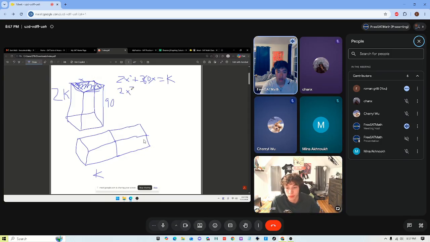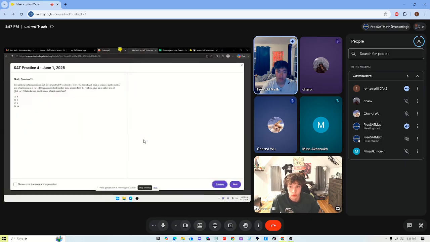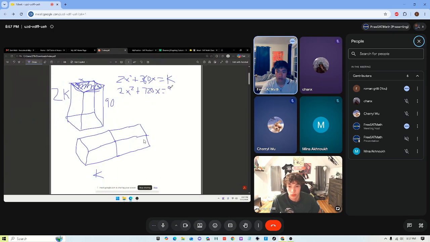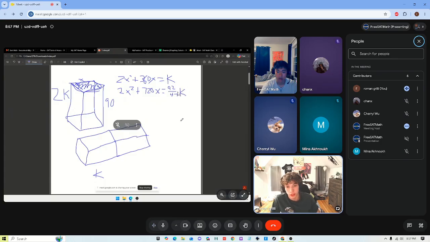So it'd be 2x squared plus, now it is 90 plus another 90, because it's this height, times x. So it's 180x, and then we multiply by 4, which is 720x. And they tell us that for two of them the surface area is 92/7. And then what we can do here is we see 92/47k.